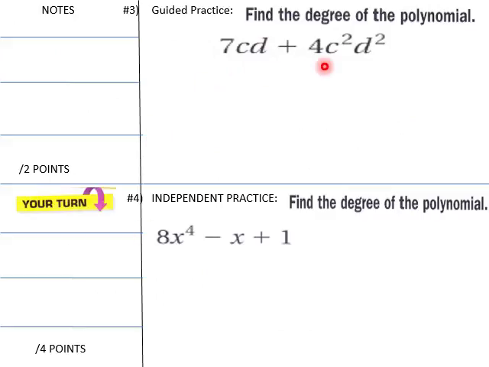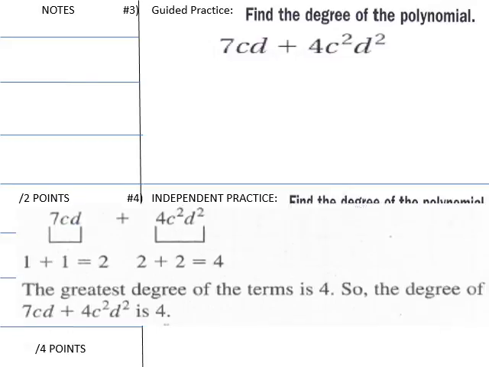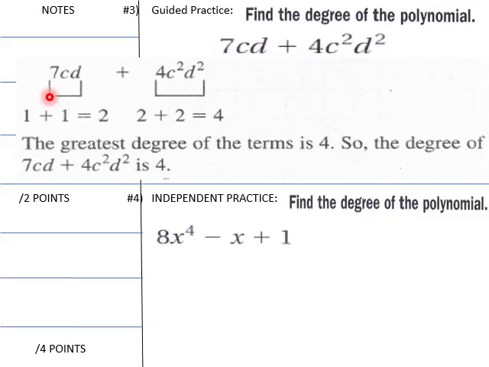Find the degree of this polynomial. And the same thing down here, students, for you to do. What's the degree of this polynomial? So we have 1, 1, 1 equals 2. And then over here, the degree of this term is 4. The greatest degree of the terms is 4, so the degree of this polynomial is 4, because the greatest degree of its terms is 4.